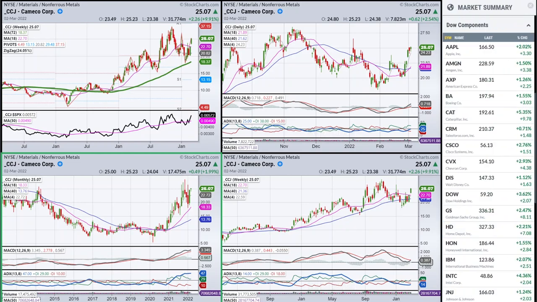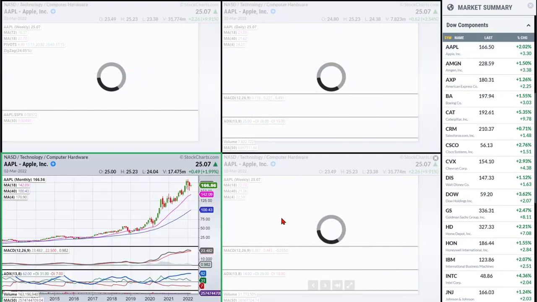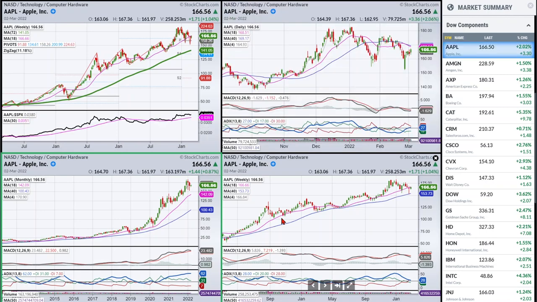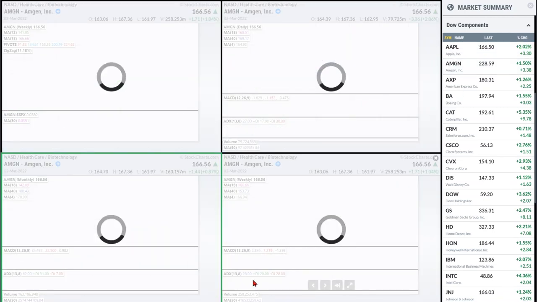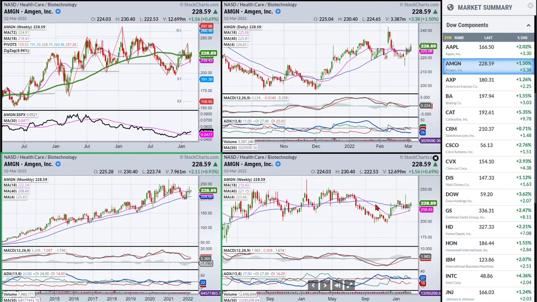Okay, let's get into the Dow stocks. Apple's still in a strong trend. If it breaks this 18, which it's getting close to doing, then you have to sort of assume we're going to work our way back down to the 18-month. But this is one of the stronger stocks in the Dow. Sideways pattern in Amgen. I don't really see anything going on here. I think it's more of a trading range, but it does have really good underlying support. I just don't see anything dynamic taking place right now.